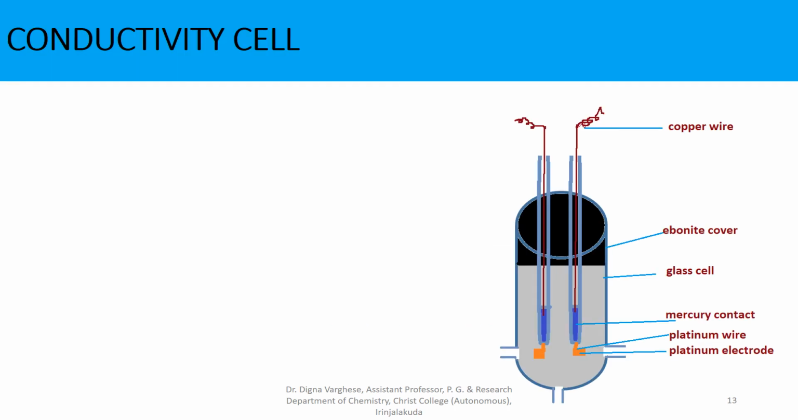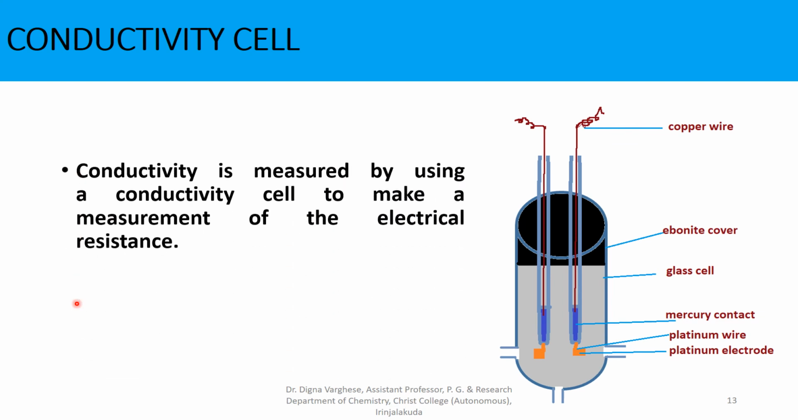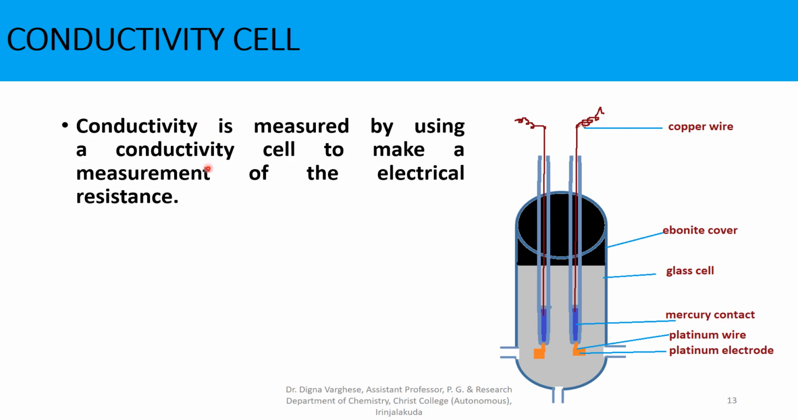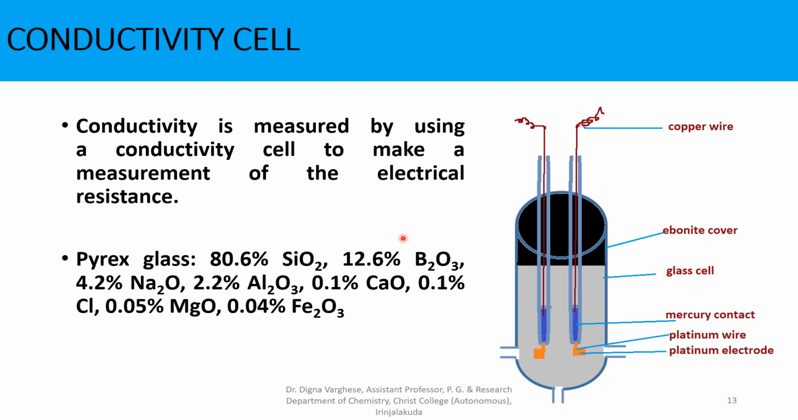Conductivity cell. Conductivity is measured by using a conductivity cell to make a measurement of the electrical resistance. It is a specially prepared cell which is used in conductance measurements. These are called conductivity cells. A simple representation of a conductivity cell is given here. The conductivity cells are made up of Pyrex glass.